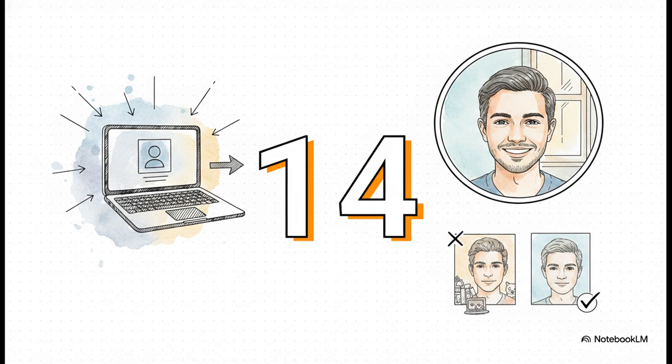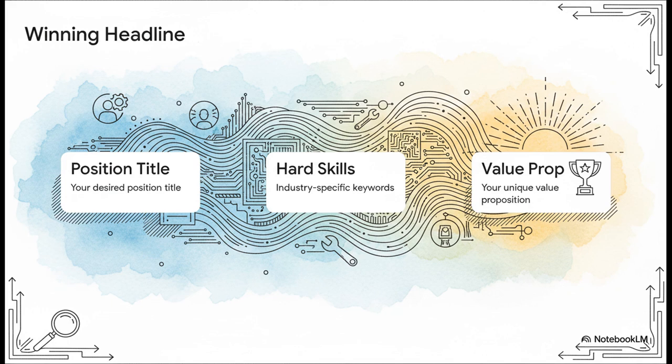Make it count. Next up is your headline. This little line follows you everywhere on the platform. Here is the absolute winning formula. State your desired position title, add your industry-specific hard skills, and cap it off with your unique value proposition. Basically, what specific result do you deliver? And please listen to me carefully on this. Never, ever waste this valuable SEO space with a default title or desperate phrases like actively seeking. You are a professional offering immense value, not a beggar.